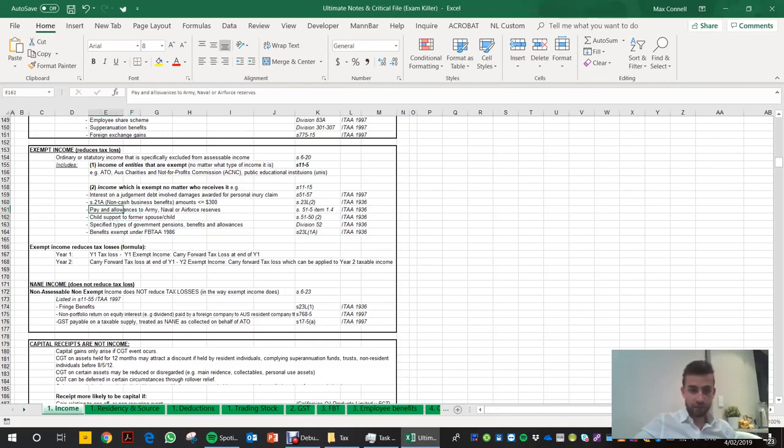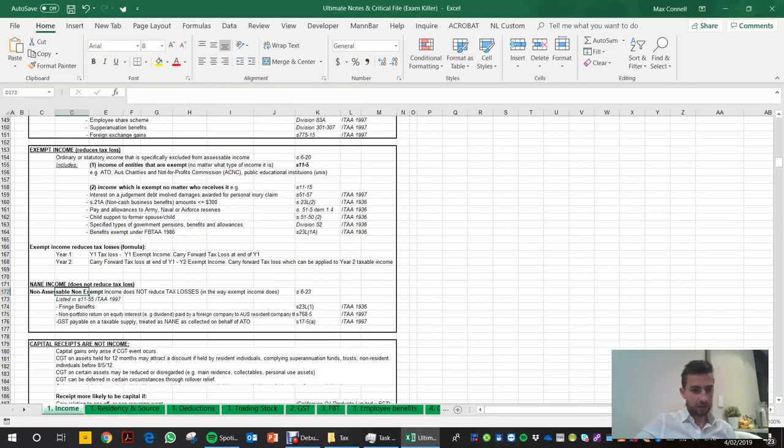Child support income. If you are a charity, your income will be exempt as well. This keeps coming up, I've mentioned this before: non-cash benefit amounts, section 21A. This comes up later. We'll talk about it then. So that's just exempt income. So basically, you don't have to pay tax on it.